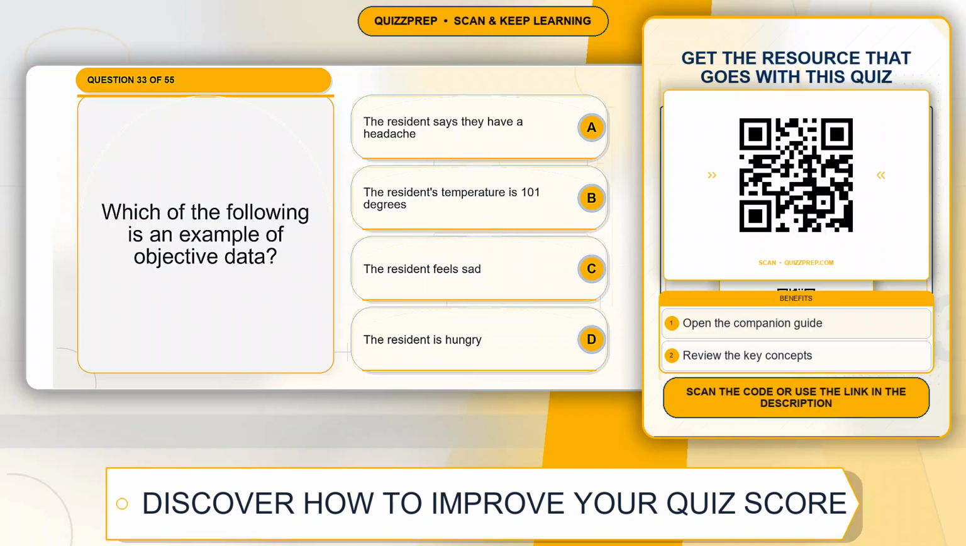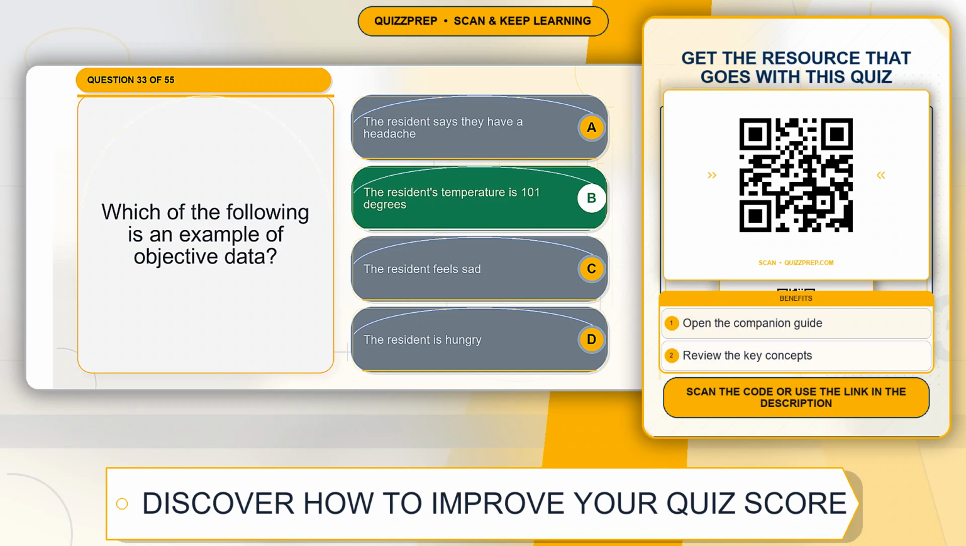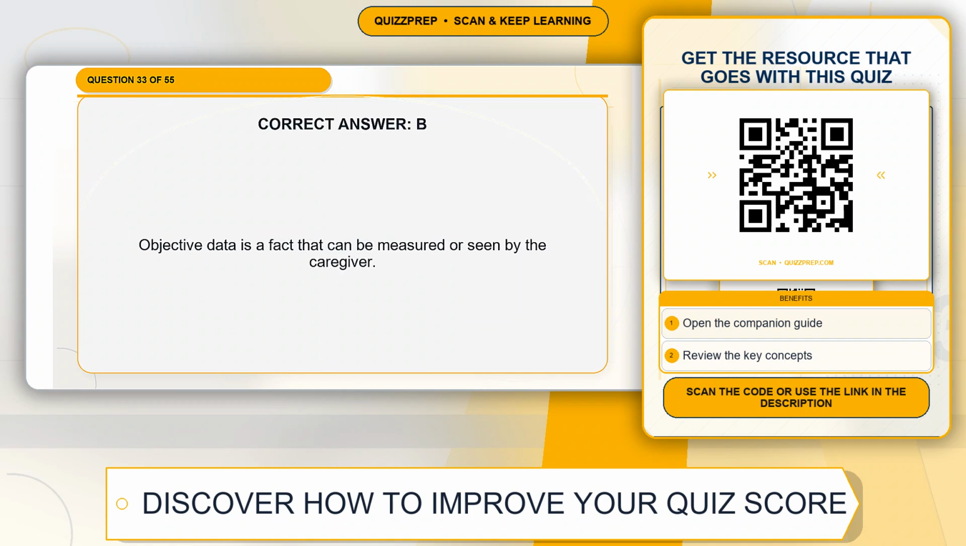Question 33. Which of the following is an example of objective data? Option A, the resident says they have a headache. Option B, the resident's temperature is 101 degrees. Option C, the resident feels sad. Option D, the resident is hungry. The correct answer is option B, the resident's temperature is 101 degrees. Explanation. Objective data is a fact that can be measured or seen by the caregiver.